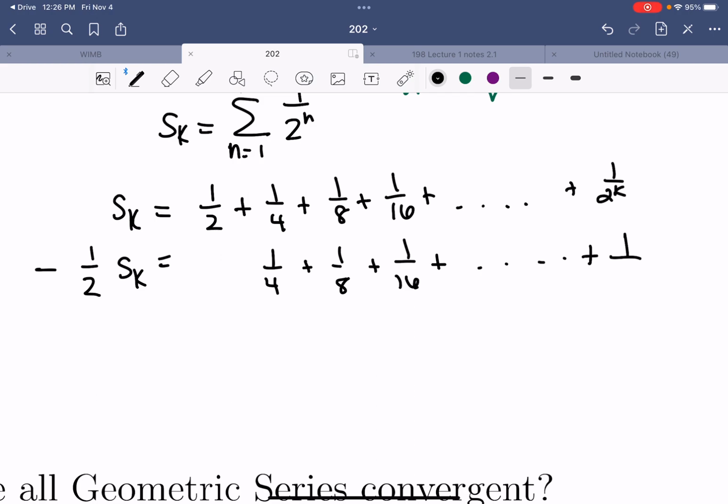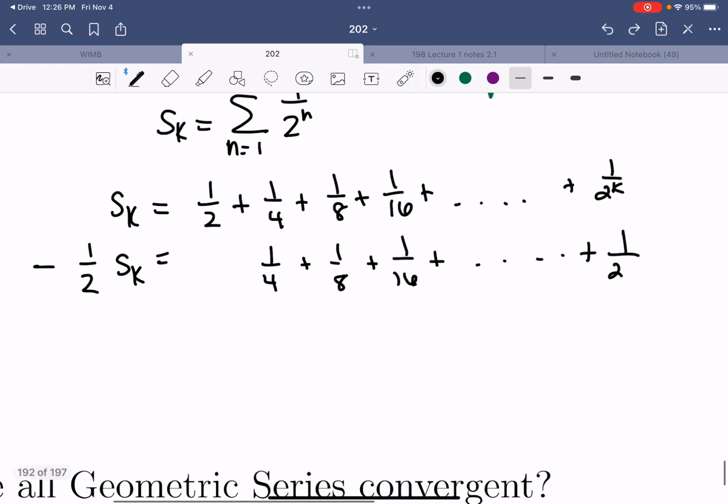And so if I multiply that by 1/2, this is 2 to the k plus 1. Oops, they're not in line. So this would be 2 to the k, plus I get an extra 1 over 2 to the k plus 1. Multiplying by 1/2, or by the r value, shifts everything over by 1. All right, so then sk minus 1/2 sk.